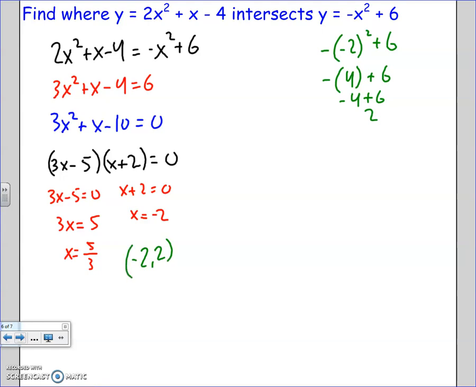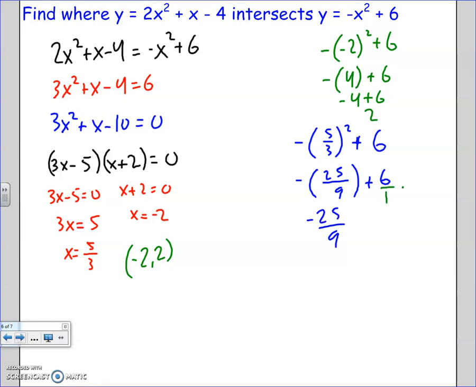The second one's going to be harder. I'll use blue. We're plugging in a fraction. Negative parentheses 5 over 3 squared. This is a single term inside, so I can distribute the square power. So 5 squared is 25, 3 squared is 9. That's just negative 25 over 9. I need a common denominator, so I'll fix it right here. Times this by 9 over 9. That's 54 over 9. They can now combine. Negative 25 plus 54 is positive 29 over 9. That does not reduce. So that's our second answer: 5/3, comma 29 over 9.